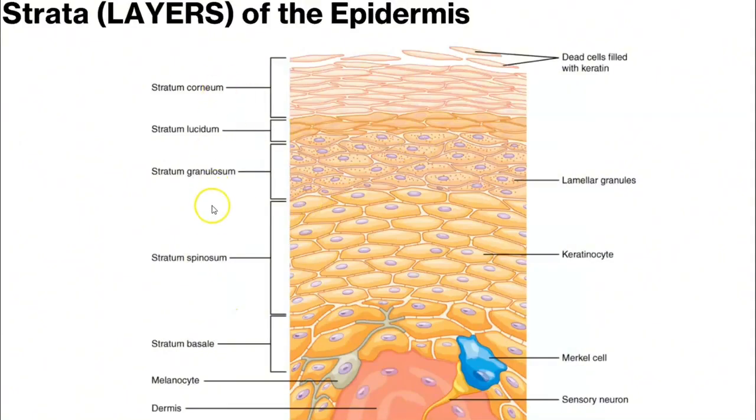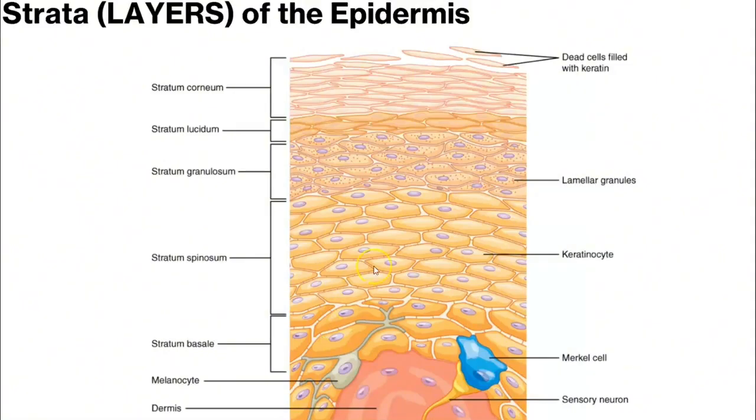In addition to being able to list the layers of the epidermis, you also should know about the different cells. So for example, what cells are in which layer. The major cell type for the skin is a keratinocyte. Most of these cells are keratinocytes. The keratinocytes in the basal layer are mitotically active, so they are undergoing mitosis. So make sure that you understand that mitotically active keratinocytes are only found in the stratum basale.